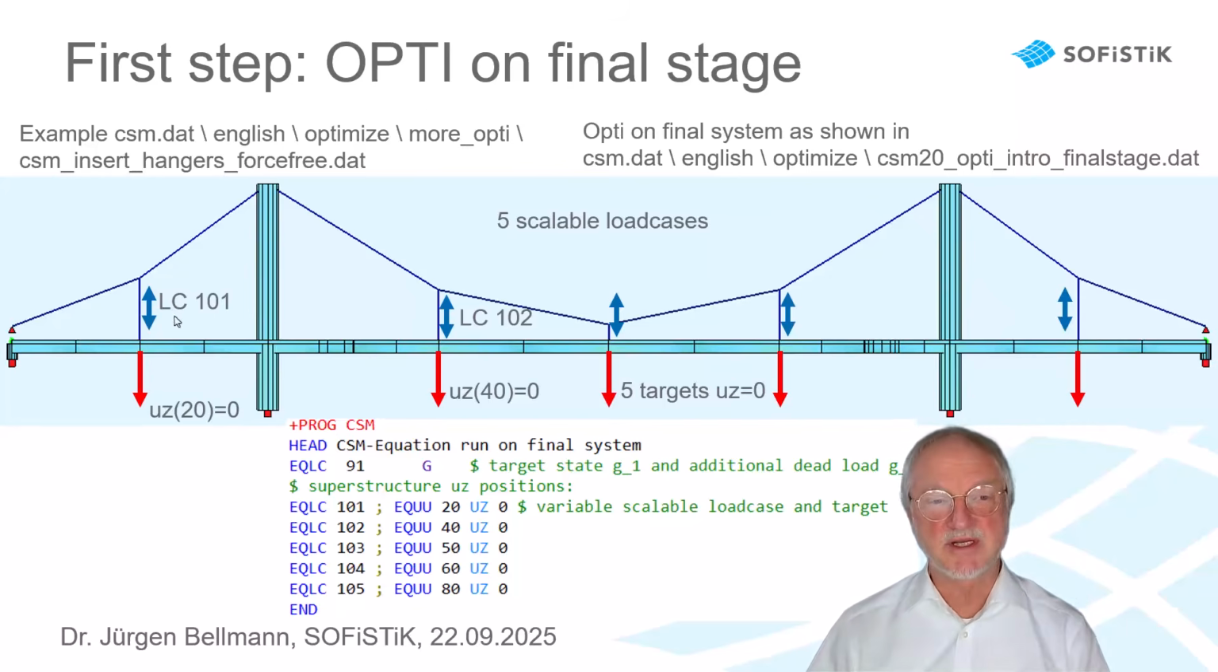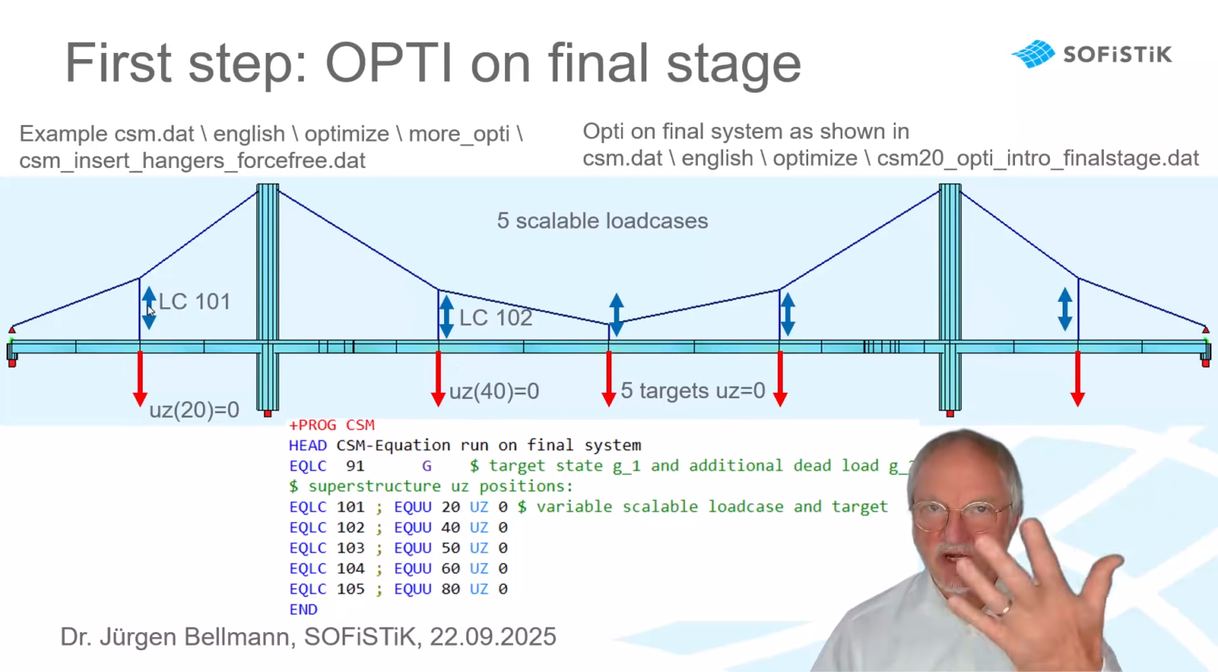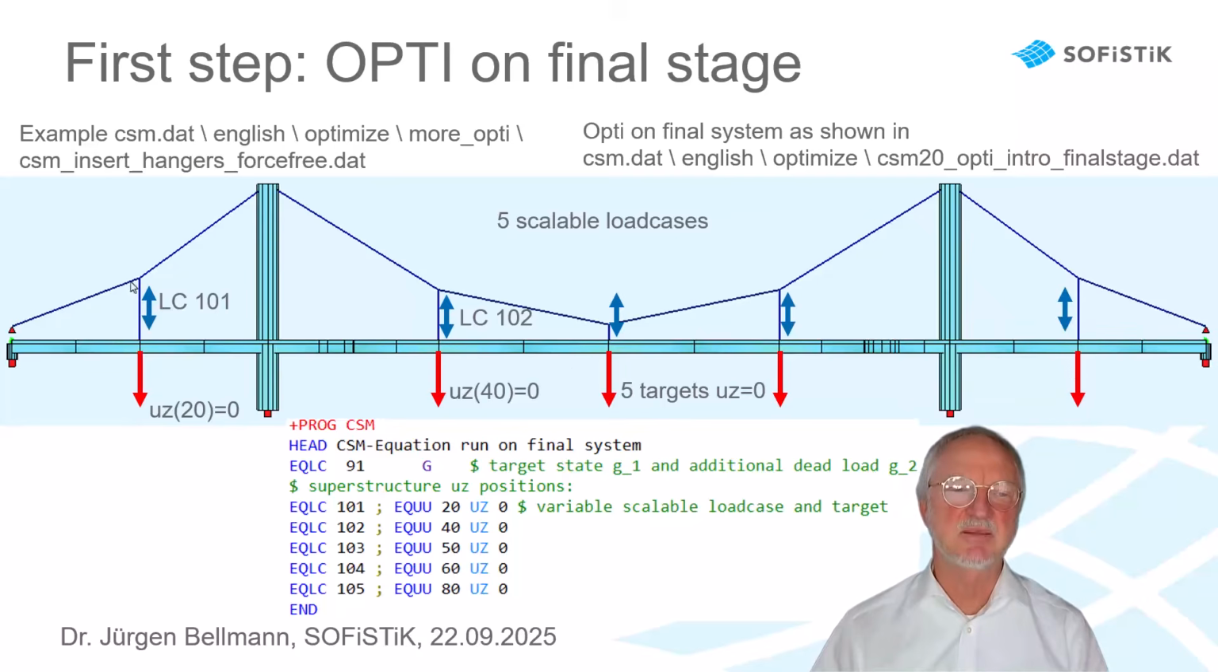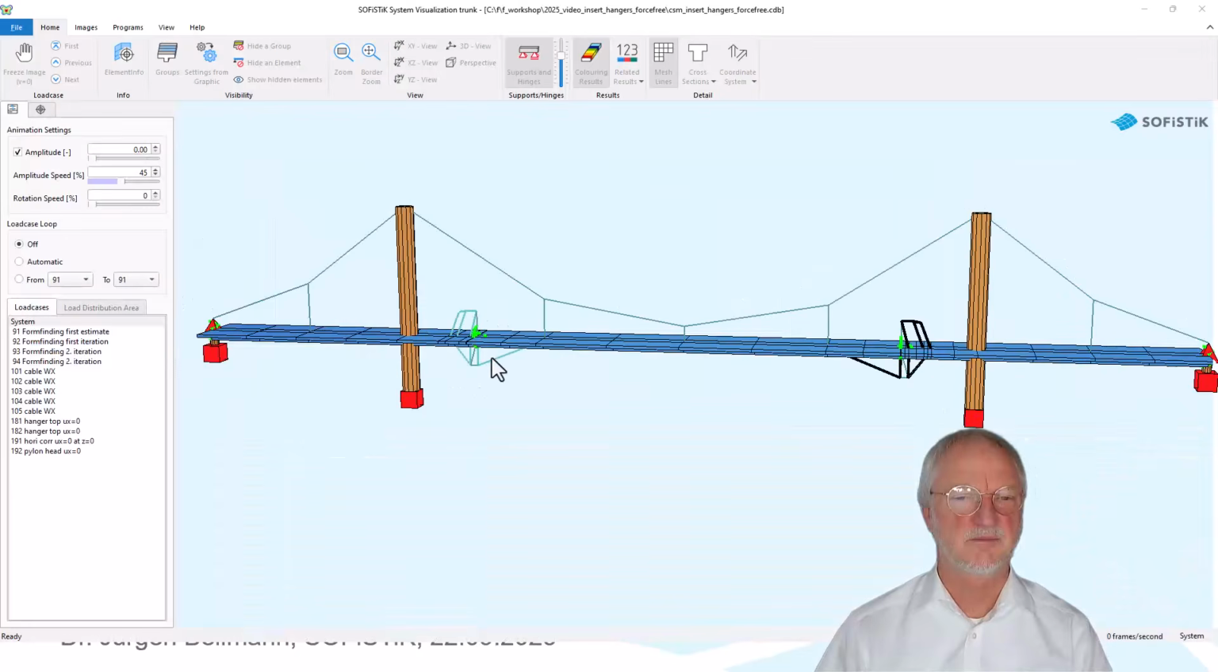As we want our bridge to be straight at traffic opening, we have the target UZ equals 0 at node 20 and UZ equals 0 at node 40 and so on. And on every place we have a scalable load case, here load case 101, shortening the hanger to reach this target. So 5 scalable load cases, 5 targets. We have here our bridge.